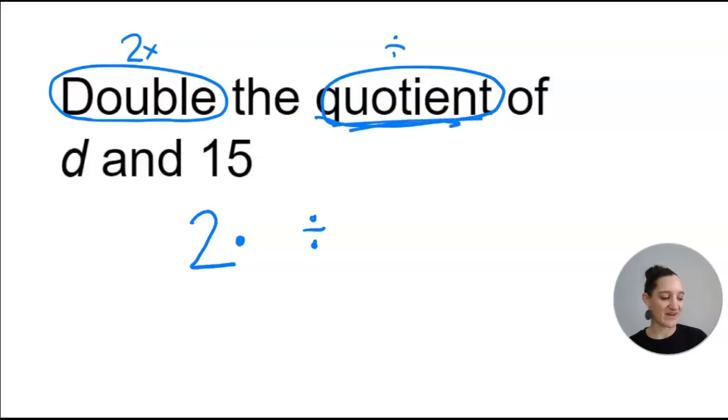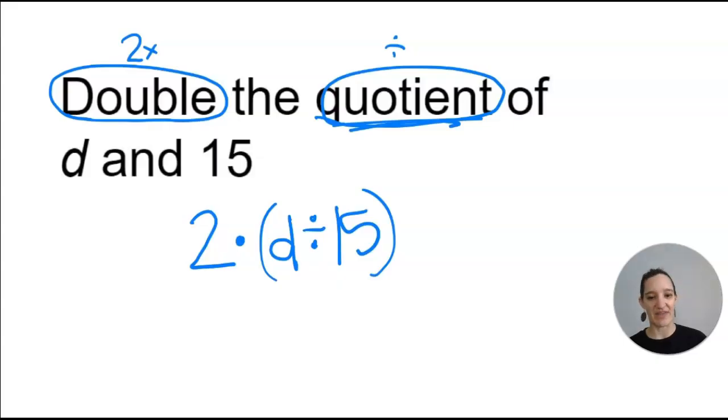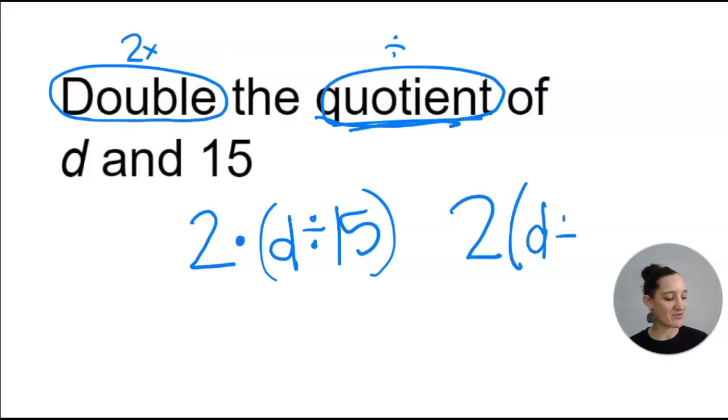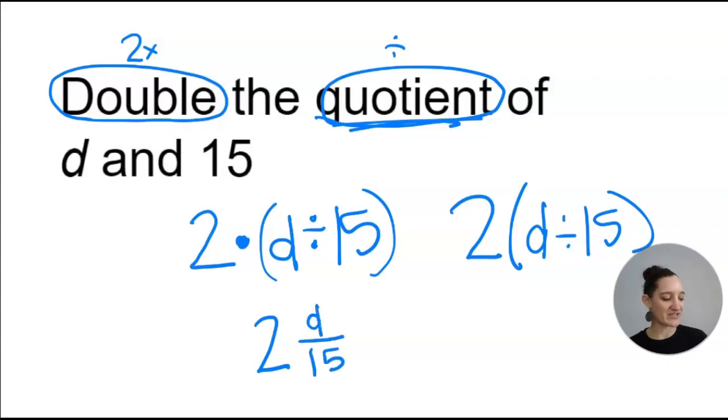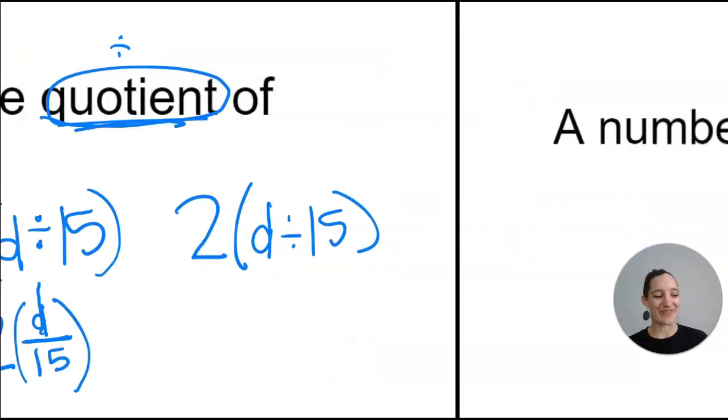So we're going to divide. What are we going to divide? D and 15. So let's make sure we get the quotient of d and 15, and then we will double that. So that's one way we could write it. You could also write it like this. Remember, we don't need that times sign if it's right up next to parentheses. You could even do it like this. 2 double the quotient of d and 15. Kind of cool, huh? Because that means quotient. Quotient means divide. Whoa. Okay.